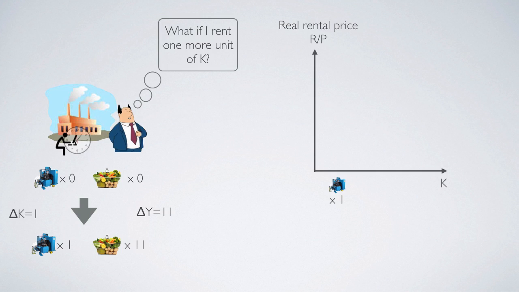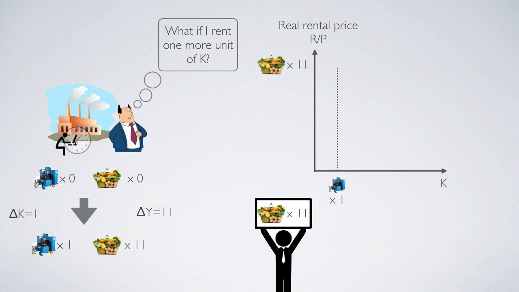Therefore, his maximum willingness to pay for hiring this machine would be the price equivalent to 11 baskets, because he knows that by having this extra unit of a machine, he can gain the benefit of 11 baskets. Therefore, this will be his maximum willingness to pay for the first unit of capital rental. Therefore, we are able to trace the first point on the graph, which represents the willingness to pay of the boss for renting the first unit of machine.